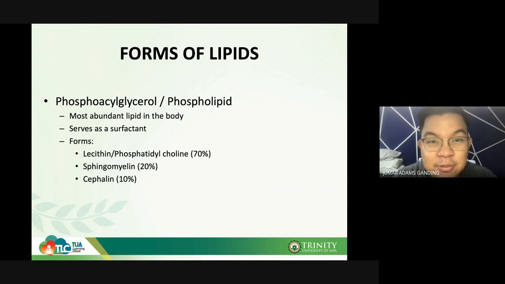Let me try to explain why phospholipid is the most abundant lipid in the body. Remember that your body is made up of different cells. And literally every single cell that you have in the body has a phospholipid bilayer, making your phospholipid the most abundant lipid in the body.